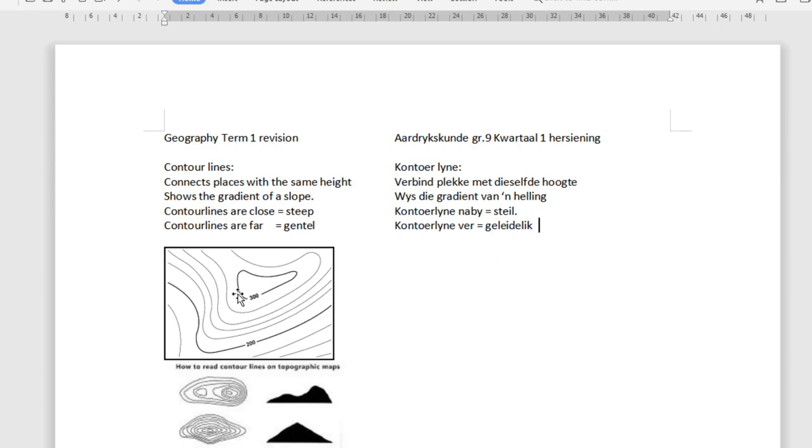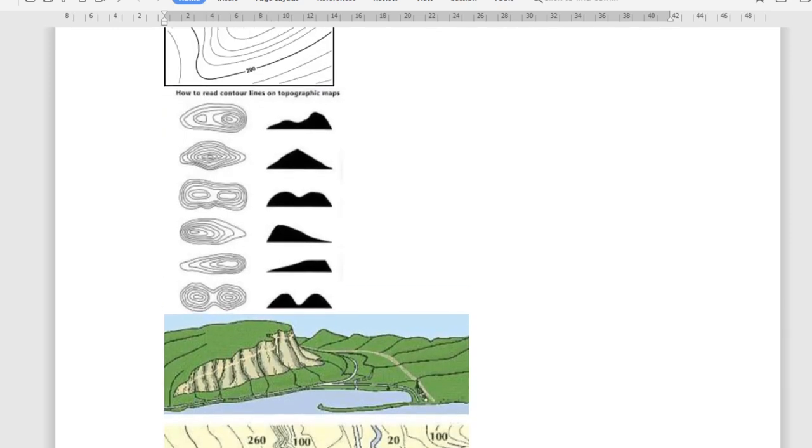Okay, so here we can have a look at this picture. Here we can see there's 200 at the bottom, and here there's a 300, which means this is a hill going up. Okay, so dit van hier af, hiernatoe, gaan dit op. Okay, so this is a mountain. This is like a hill. Okay, kom ons kyk na hierdie prentjies hier onder.